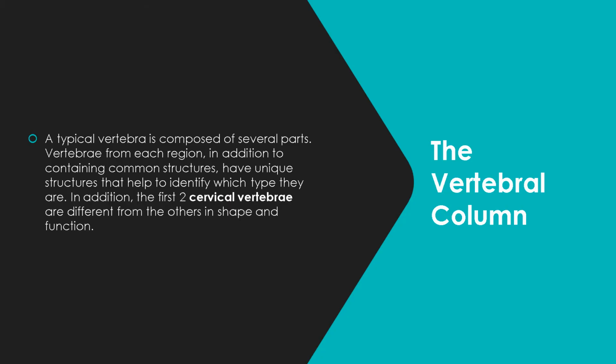Now, vertebrae in different regions of the spinal column actually vary in size, but they are similar enough that we can discuss the structures and functions of a typical vertebra. They all typically consist of a vertebral body, a vertebral arch, and several processes or projections. One thing is that the first two cervical vertebrae are going to be quite different from all the other vertebrae in the spinal column. So when we're talking about a typical vertebra, we're talking about any of the other vertebrae apart from the first two.